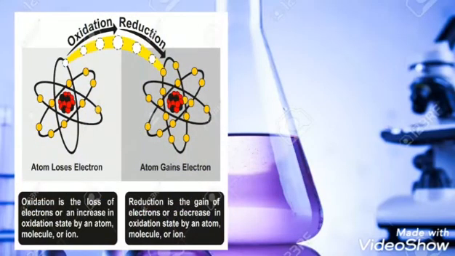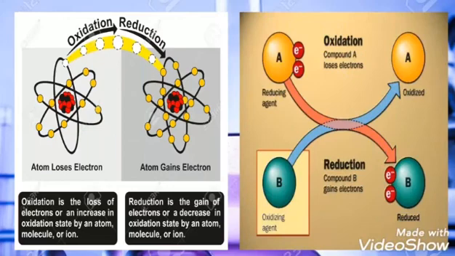Again, let's see the difference between oxidation and reduction reaction. In oxidation, the atom loses electron. Oxidation is the loss of electrons or an increase in oxidation state by an atom, molecule, or ion. A reduction reaction involves the gaining of electron by an atom. Or reduction is the gain of electrons or a decrease in oxidation state by an atom, molecule, or ion.